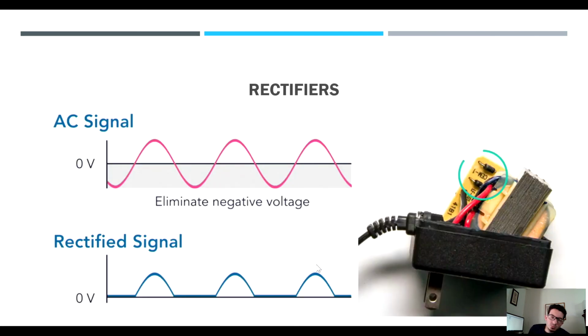Now, the two most common applications of diodes are for circuit protection, so you don't allow any back current into the system, and for rectifiers. Rectifiers are circuits that let you convert AC signals into DC signals.